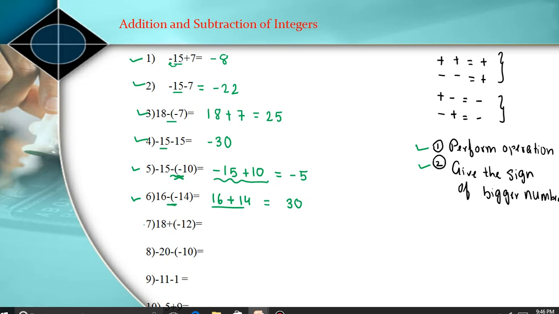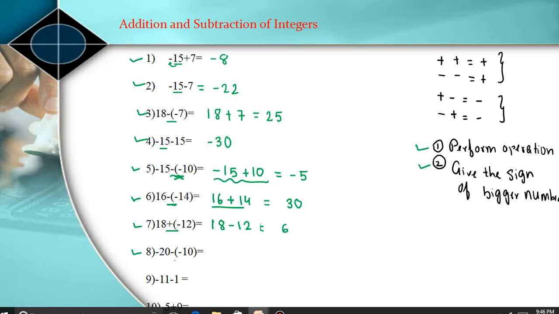Now here you can see in question number 7, plus minus. First of all, we'll solve that one. So plus minus becomes minus. Now your question is this one. So 18 minus 12 will become 6.